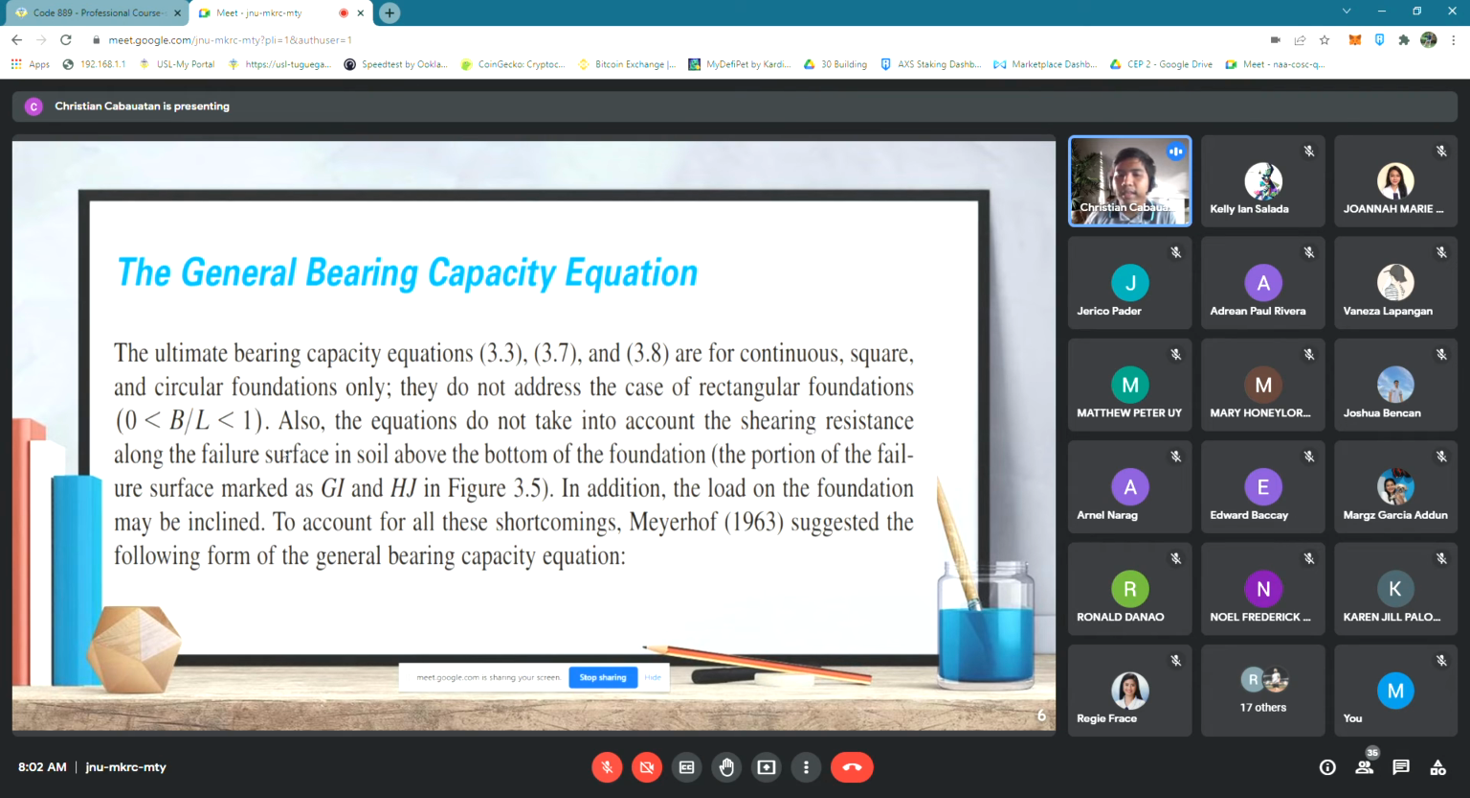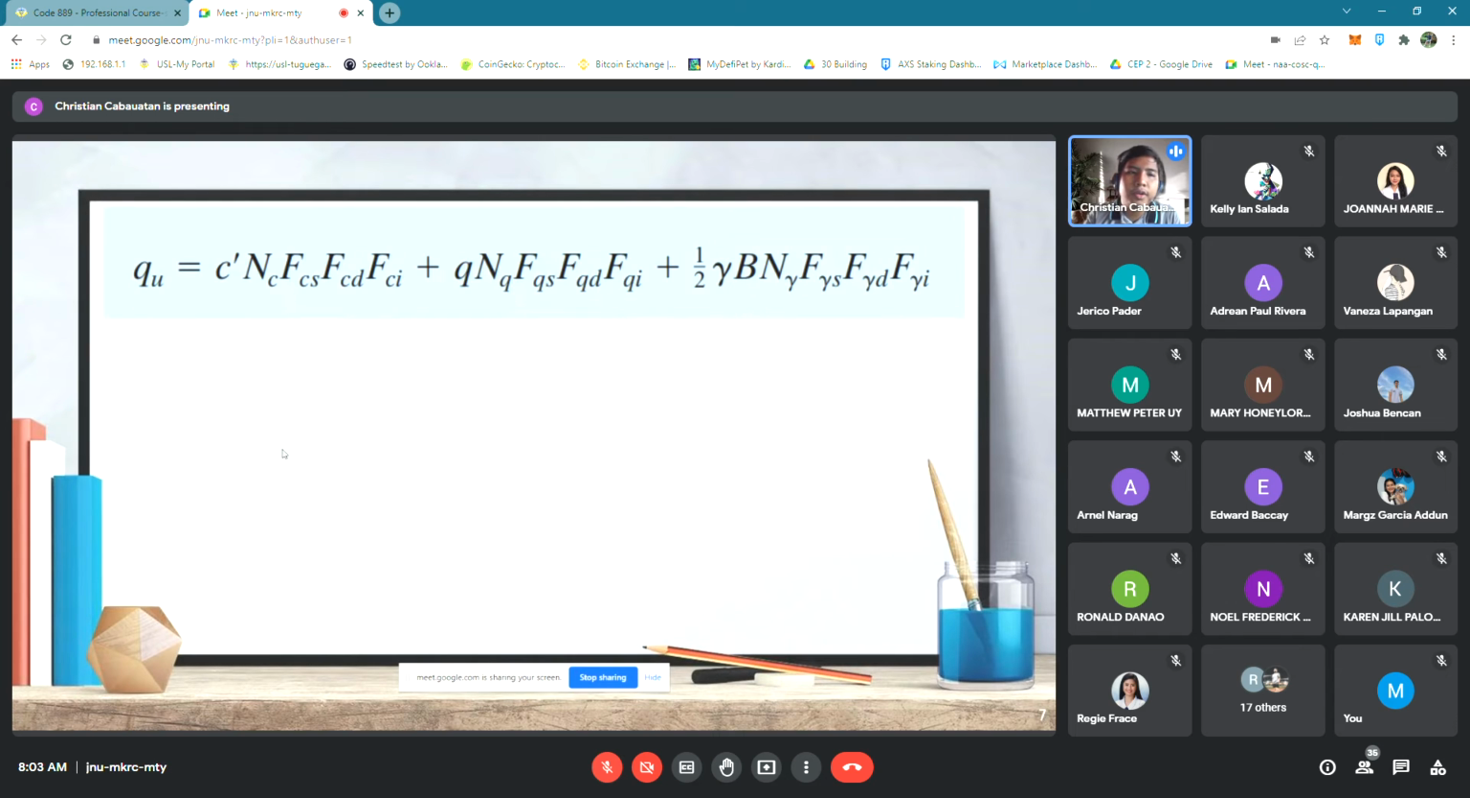To account for all the shortcomings, Meyerhof in 1963, yan na si Meyerhof, suggested the following form of the general bearing capacity equation. Okay? So this would be the equation of the general bearing capacity, wherein the ultimate bearing capacity is equal to the cohesion times Nc times Fcs times Fcd times Fci, plus q Nq Fqs Fqd Fqi, plus 1 half gamma B N gamma F gamma s F gamma d F gamma i. So, what are these terms na nandito kay Meyerhof?